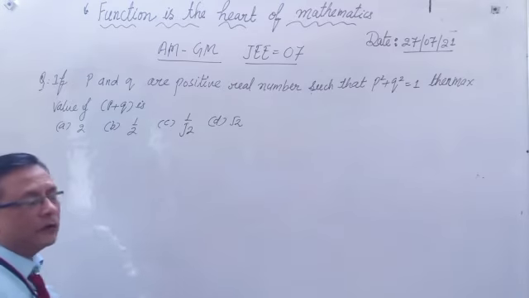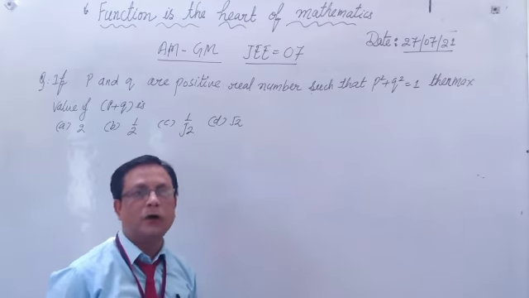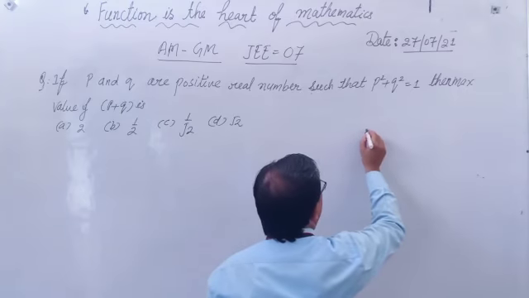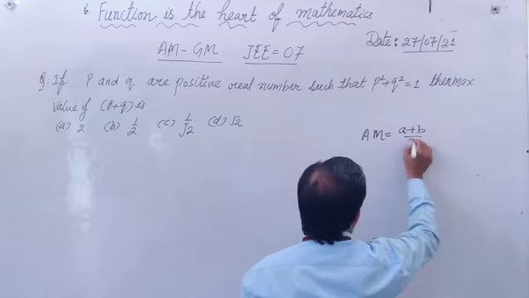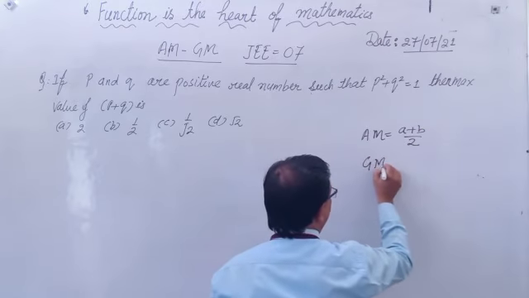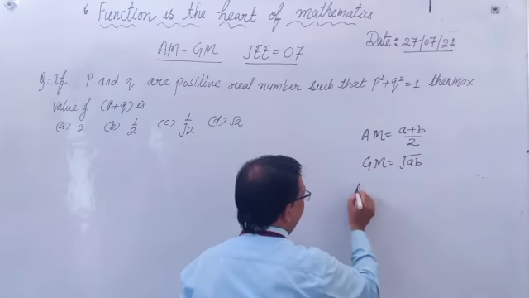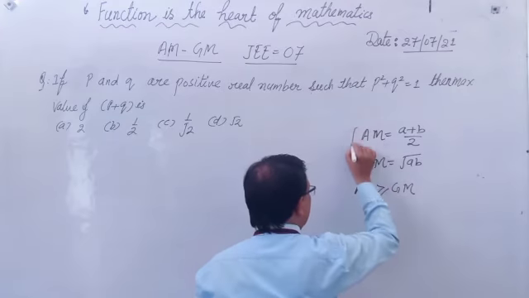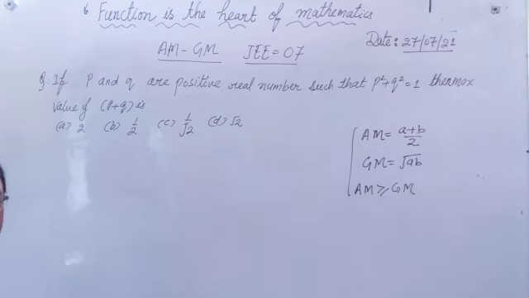This is a concept based on AM. For new students watching my video for the first time, I want to tell you, AM of two numbers is a plus b by 2 and GM of two numbers is root ab. And students, AM is always greater than or equal to GM. So we use this concept here to find the maximum value.